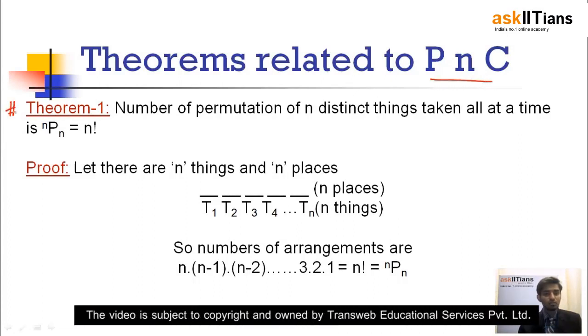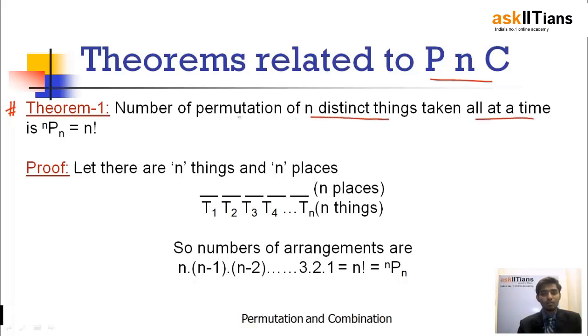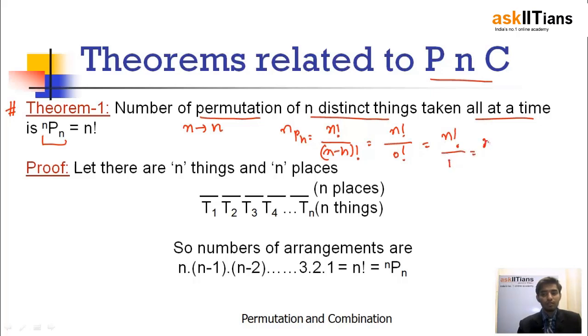Theorem 1 says that the total number of permutations of n distinct things taken all at a time. So if there are n things and I want to choose n things out of them, the total number of permutations of n things taken all at a time will be nPn. Now this nPn is basically n factorial divided by (n minus n) factorial, which will be equal to n factorial divided by 0 factorial, and this 0 factorial is actually 1. So nPn will be equal to n factorial. So the total number of permutations of n distinct things taken all at a time will be given by n factorial.